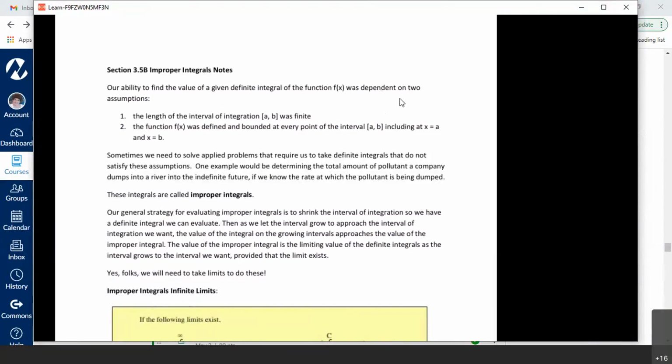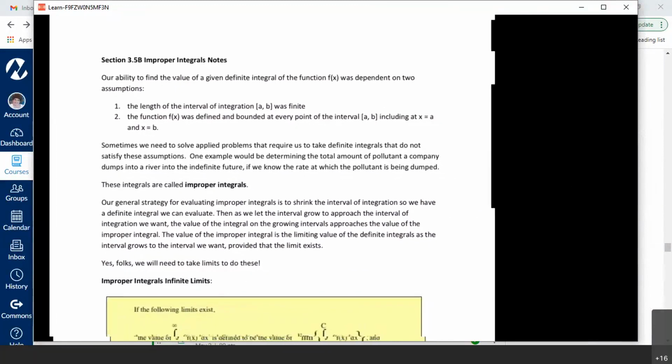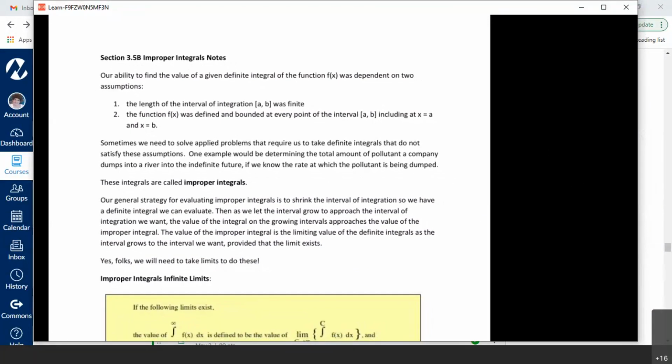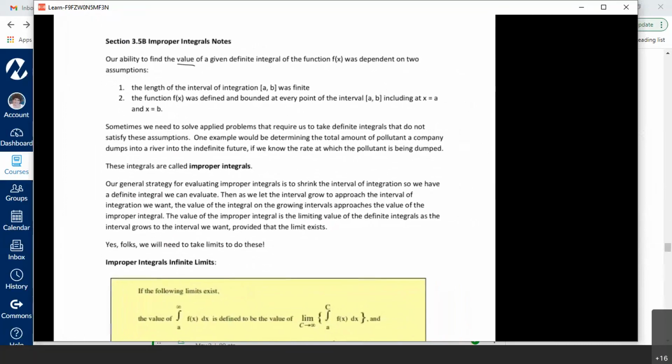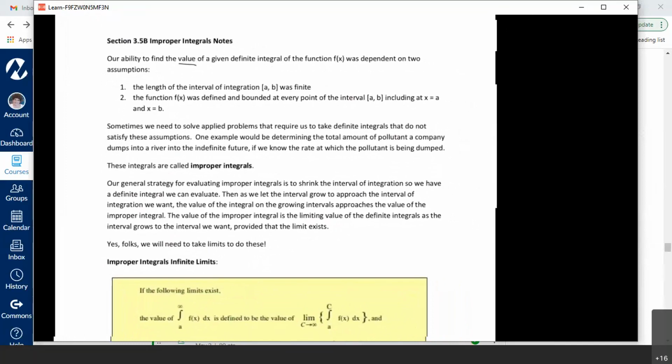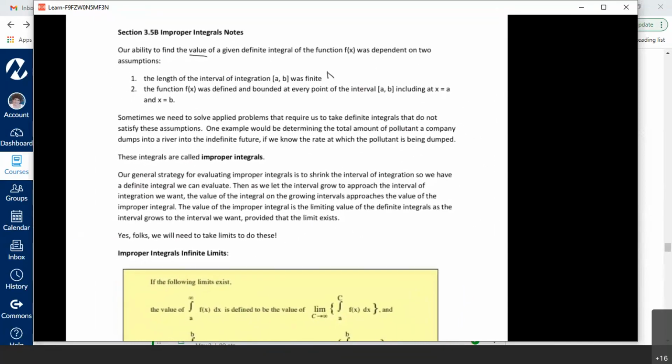Okay, so to start out, remember definite integrals give a value, and our ability to find the value of a definite integral was dependent on assumptions. Namely, that we had a finite length of an interval between A and B. So in other words, no infinite bounds.